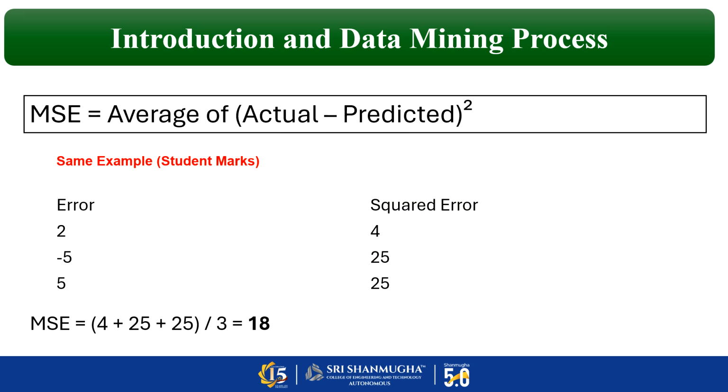MSE is nothing but the average of actual minus predicted, whole squared. So what did we get there? We got 2, 5 and 5, right? So now we have to square them. 2 squared is 4, 5 squared is 25 and another 5 squared is 25. So when you add all these and divide by 3 to find the average, the value will be 18.